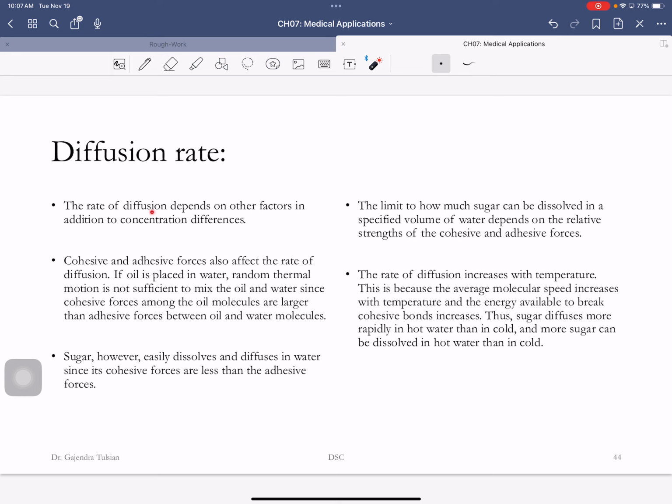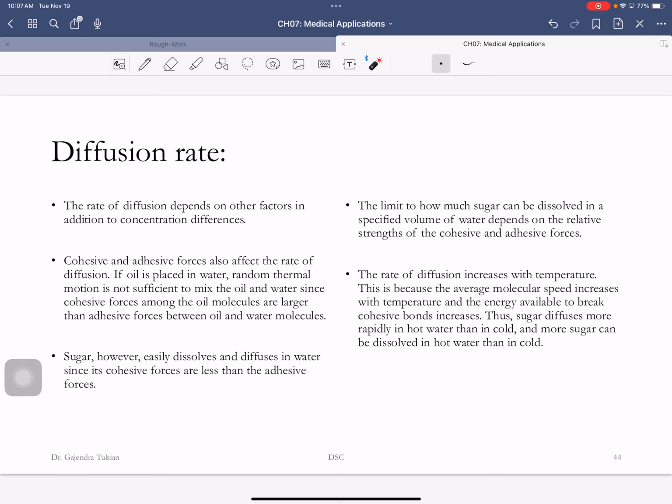So the rate of diffusion depends on other factors besides concentration. Cohesive and adhesive forces also affect the rate of diffusion. Cohesive forces are forces between like molecules, and adhesive forces are forces between unlike molecules. For instance, here's an example. If you put a drop of red dye, that diffuses in the glass of water. You put a drop of oil, and oil doesn't diffuse in water.